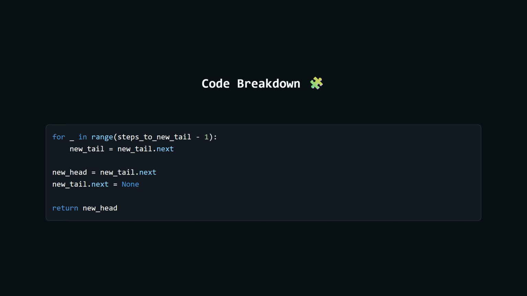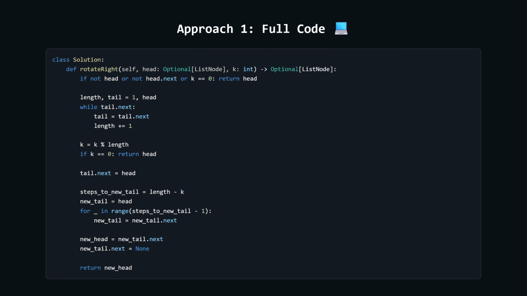We walk forward that exact number of steps. The node right after our stopping point is declared the new head. We cut the tie by setting the current node's next pointer to none, and we're done. Here is the complete Python solution put together. It's clean, handles massive numbers perfectly, and only makes the necessary moves.